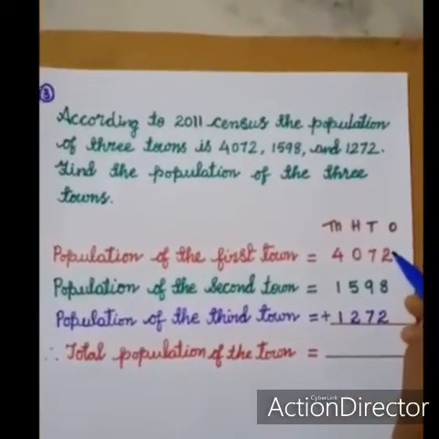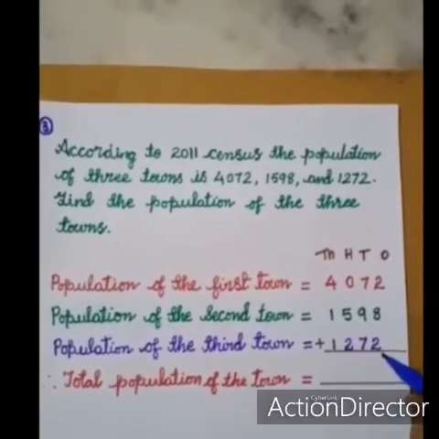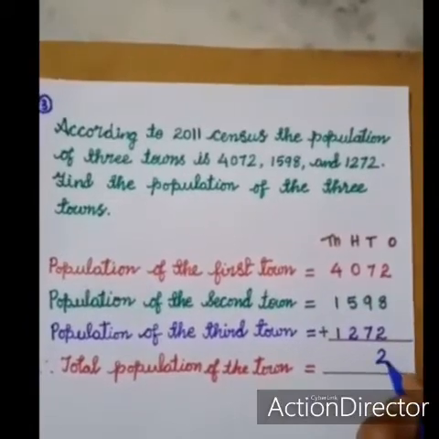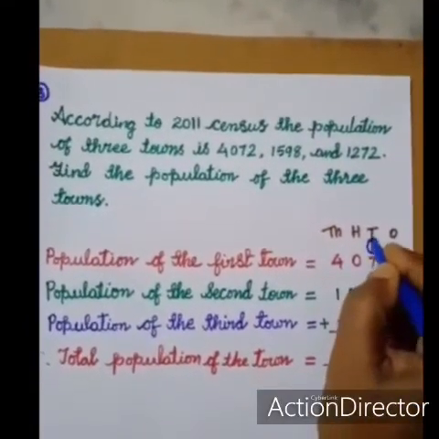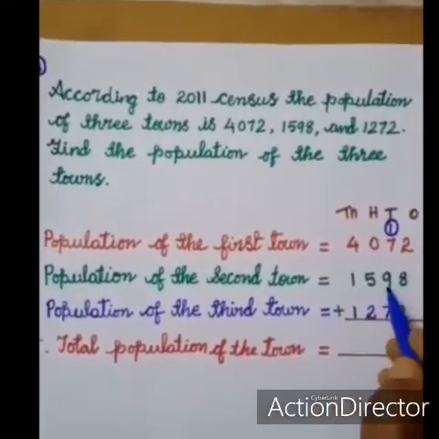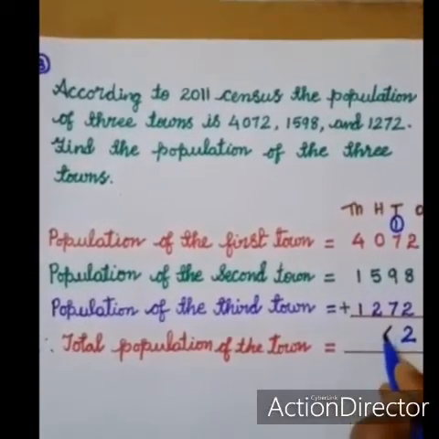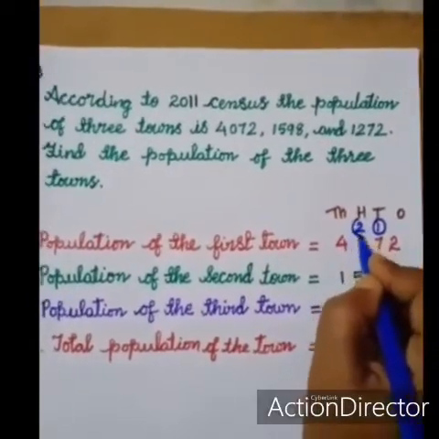Now we add from ones place. 2 plus 8 plus 2 is 12. Write 2 under ones place. 1 carry to tens place. Now we add tens. 1 plus 7 plus 9 plus 7 is 24. Write 4 under tens place. 2 carry to hundreds place.